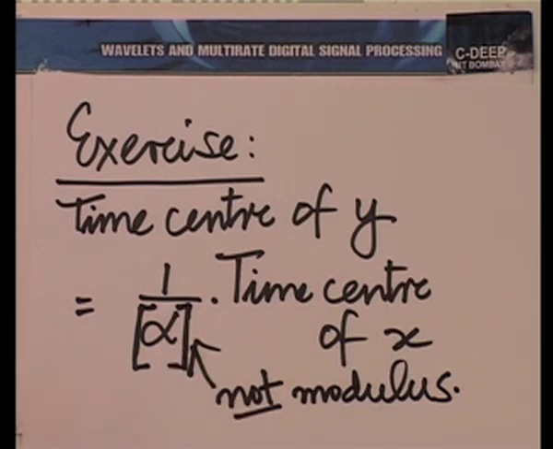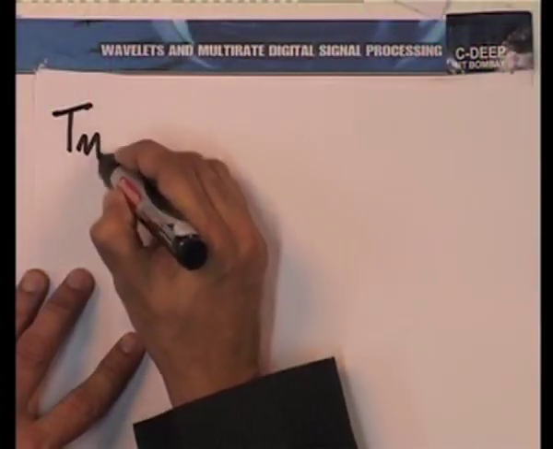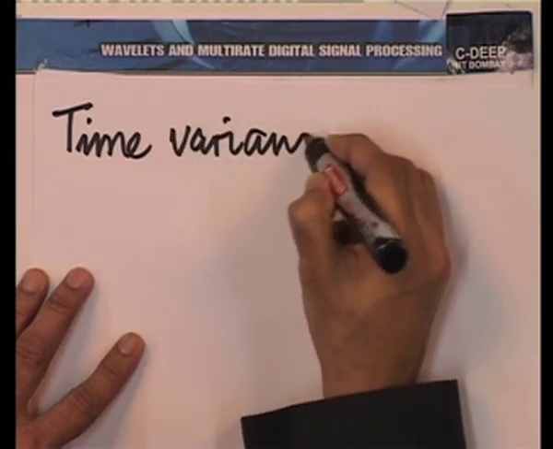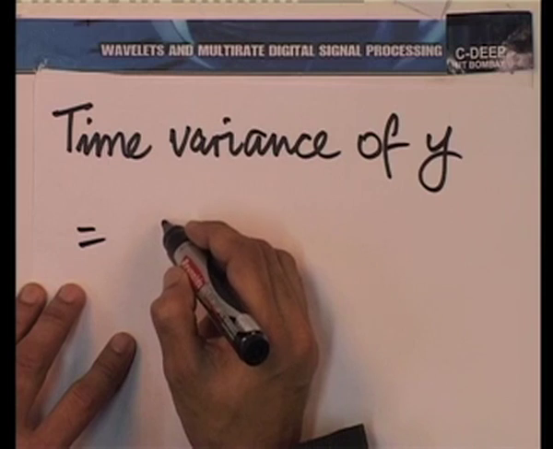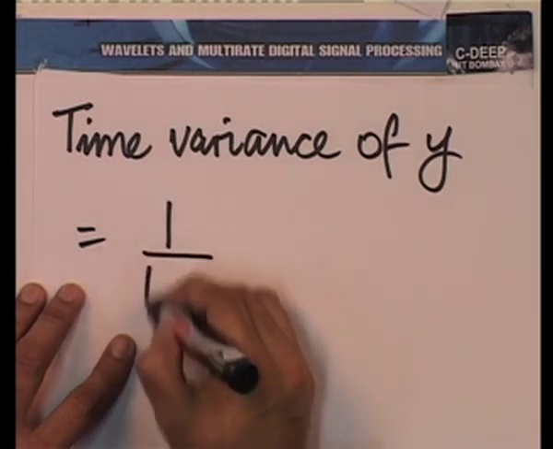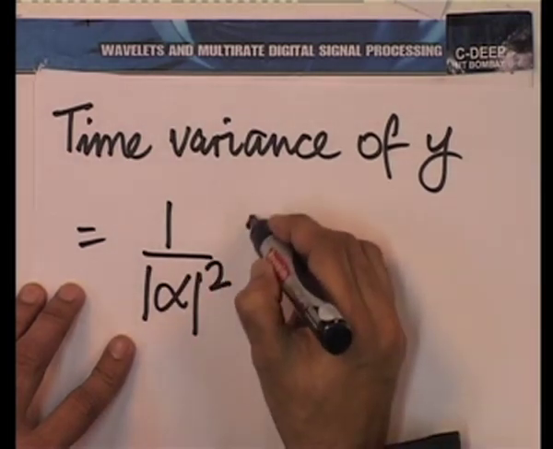So, for example, I will take the example of alpha equal to minus 1. If alpha is minus 1, then the time center is also reflected. So, if the time center of x was t0, the time center of y becomes minus t0. So, it is not mod alpha, it is just alpha. Sometimes simple intuitive reasoning can also clarify certain points for us. Anyway, here it is not modulus of alpha. Similarly, one could use the same transformation and show the time variance of y. Now, here it is modulus. So, it will be 1 by modulus alpha squared times the time variance of x.